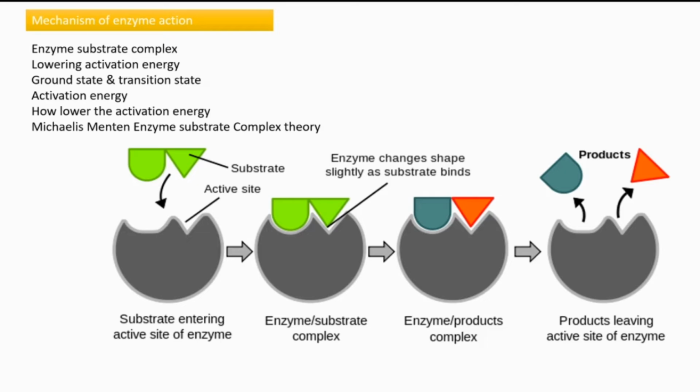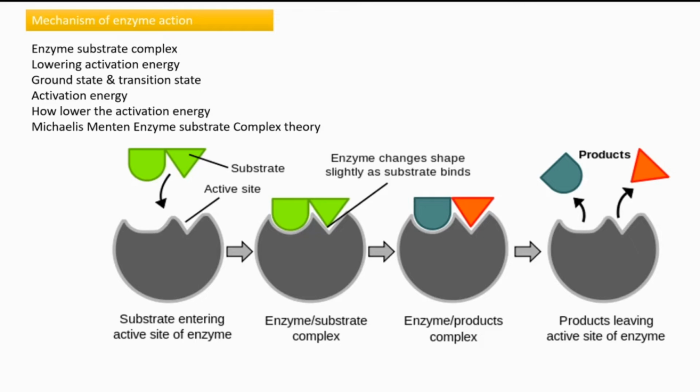And in that way, it raises the reactant molecules to their transition state. In the transition state, the activation energy is very small, so it can very easily convert into products. In that way, enzymes help to lower the activation energy.